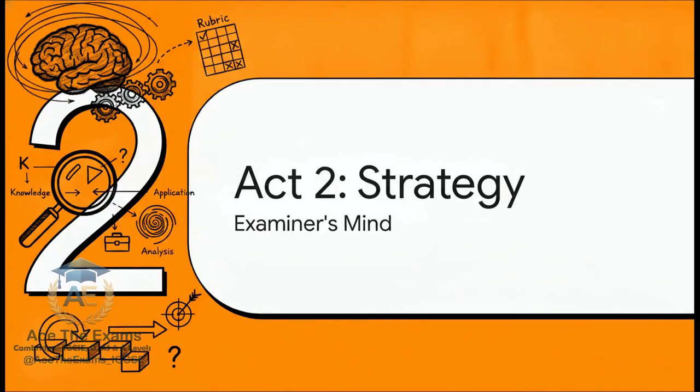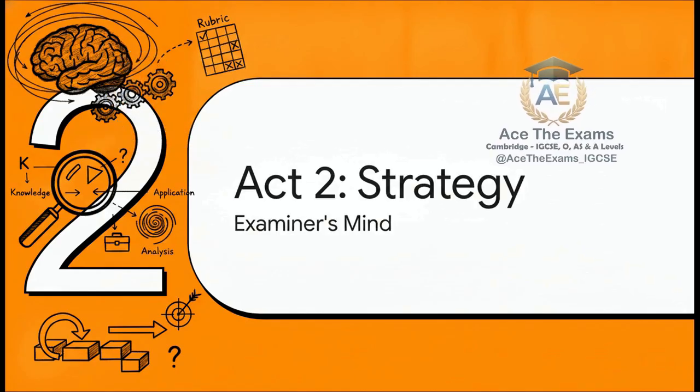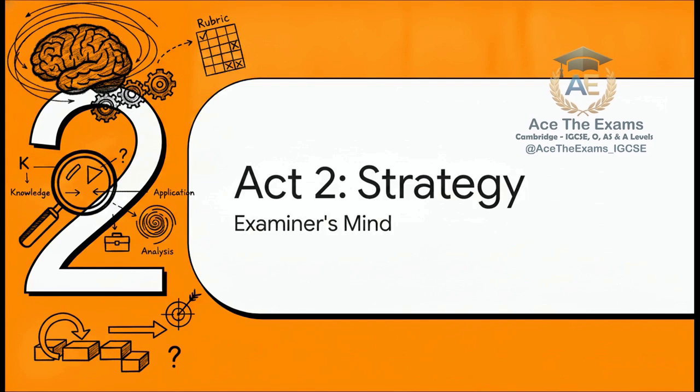Moving on to Act 2, the strategy reveal. It's time to decode the examiner's mind. We really need to understand how to structure answers to explicitly hit the knowledge, application, and analysis domains that examiners are actively scanning your paper for. When an examiner looks at your response about a cyclic shift or an arithmetic shift, they have a very specific rubric in mind. They aren't just hunting for the right binary output, they're looking for the conceptual pathway you took to get there.